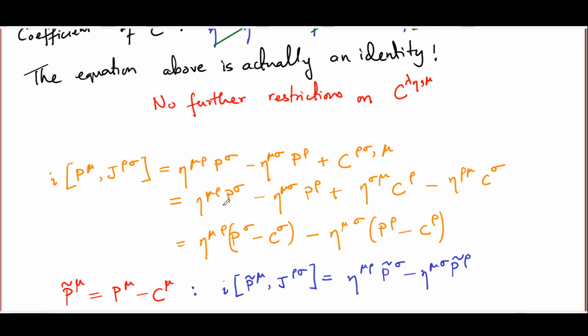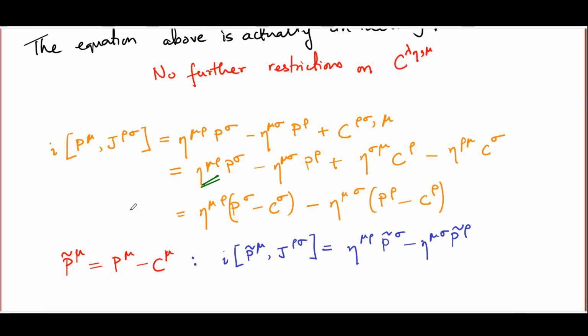Notice that eta mu rho here is multiplied by p sigma in this term and minus c sigma in this term, so you can combine them together. Eta mu rho times p sigma minus c sigma minus eta mu sigma times p rho minus c rho is this commutator. But now this commutator looks very much like the commutator we had without the central charges. All we have to do is define new operators p tilde mu to be just p mu minus these real numbers c mu.